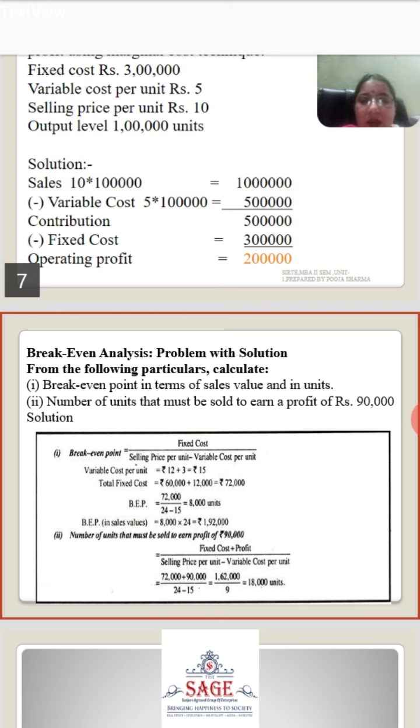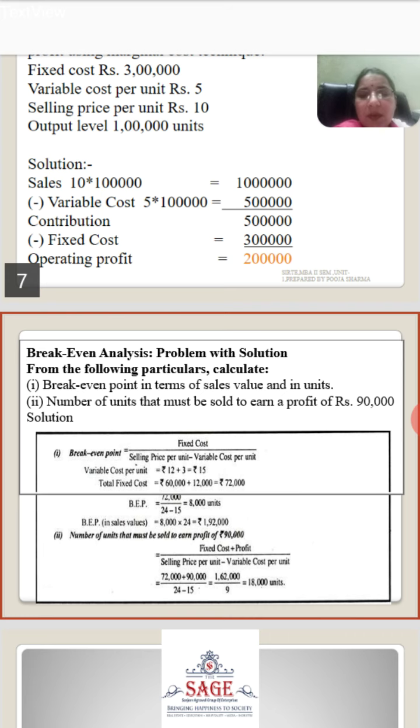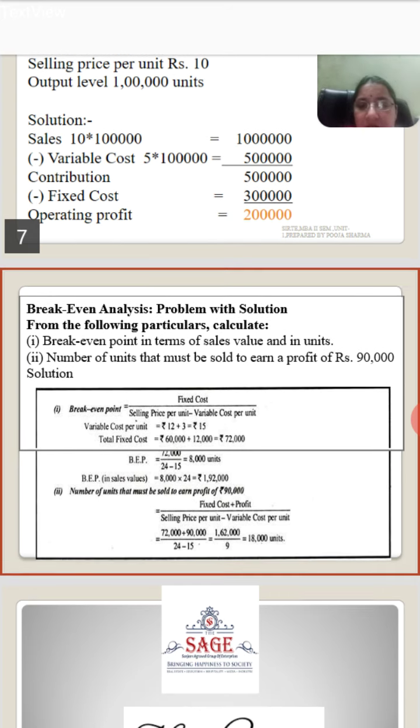You can see here we can use the formula for sales as well as for units. Fixed cost divided by selling price per unit minus variable cost per unit. This is the formula of the break even point in terms of units. So you have calculated 72,000, and you can see you have calculated 8,000 units.